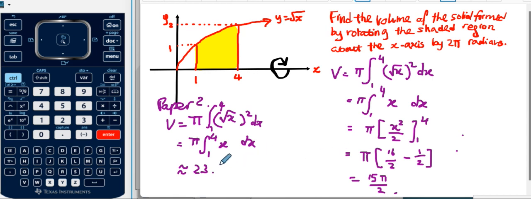23.5619, 23.6 unit cube to 3SF. So if you do 15 pi over 2, you get a similar answer.